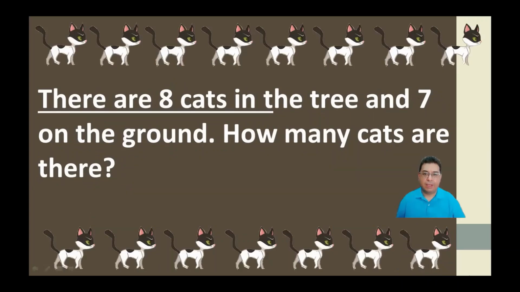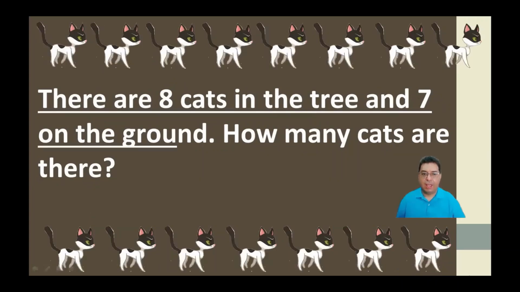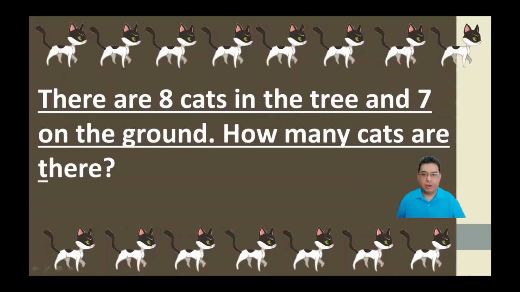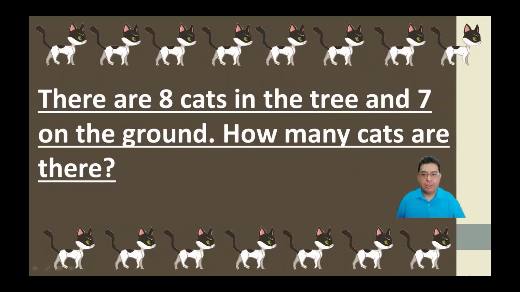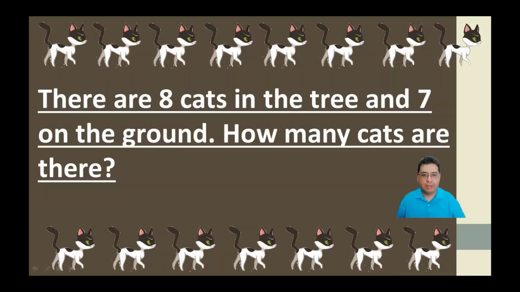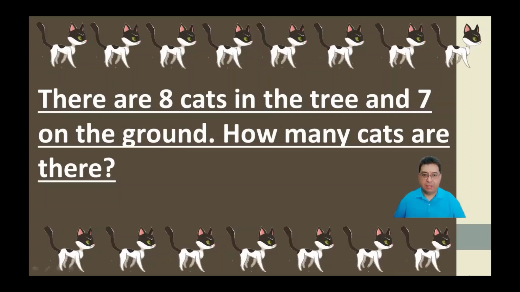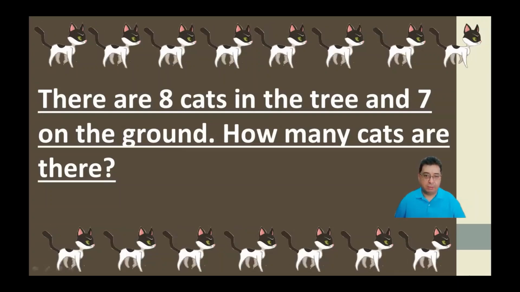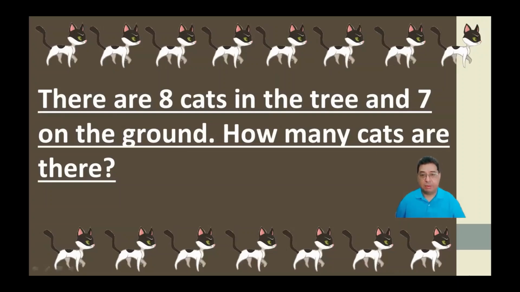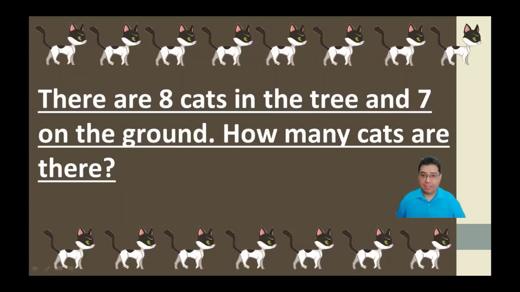There are 8 cats in the tree and 7 on the ground. How many cats are there? So again, for this one, I put the cats above me to represent the ones in the tree and the ones below me to represent the ones on the ground. So what are we going to do here? We're going to add or subtract. That's right, we're going to add.